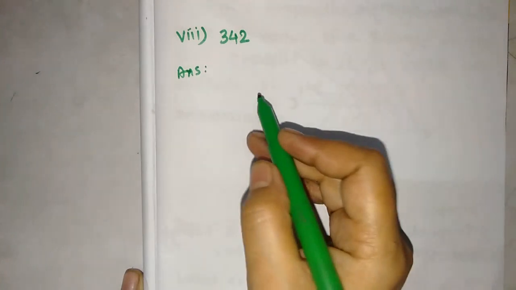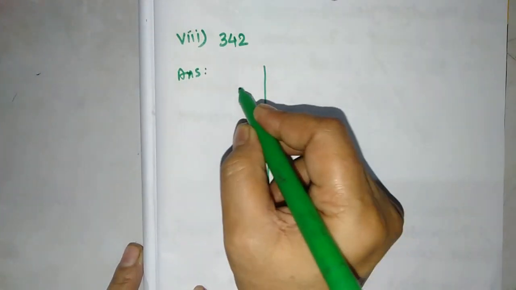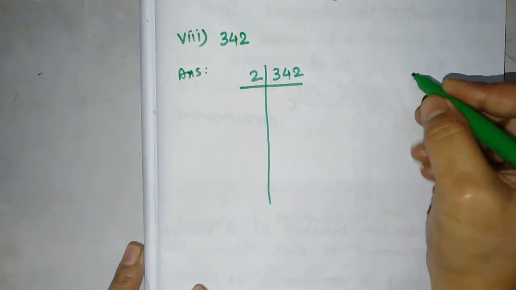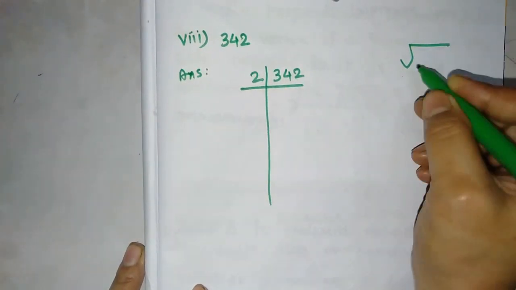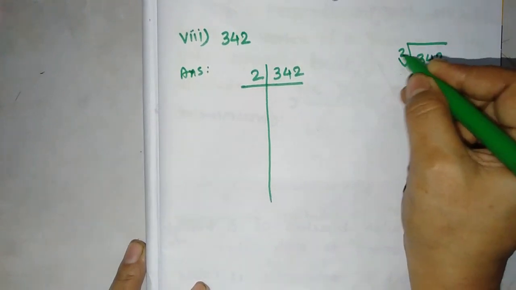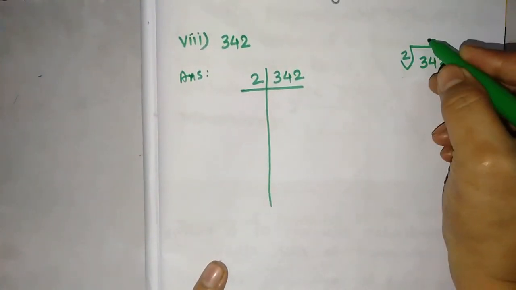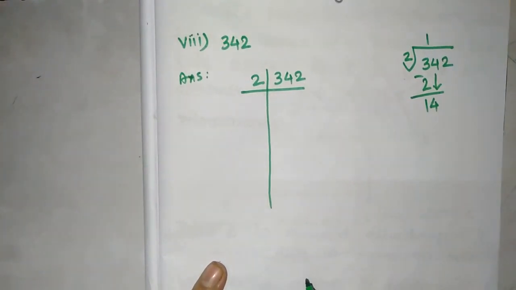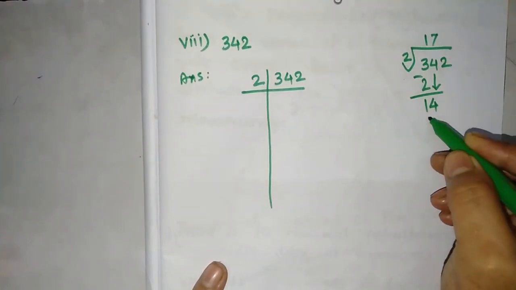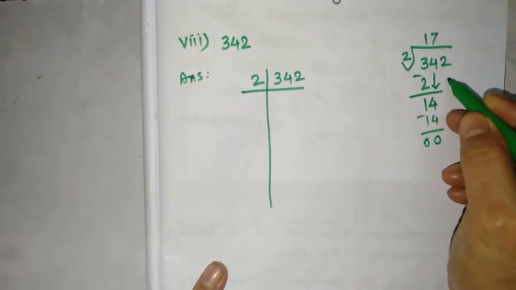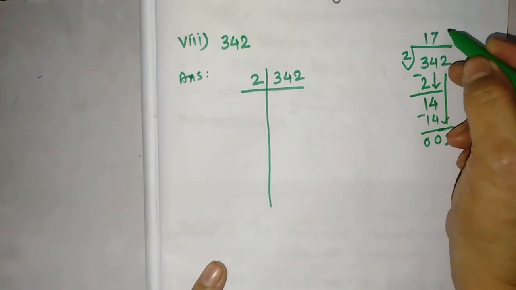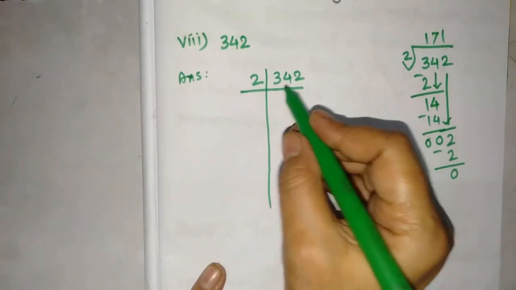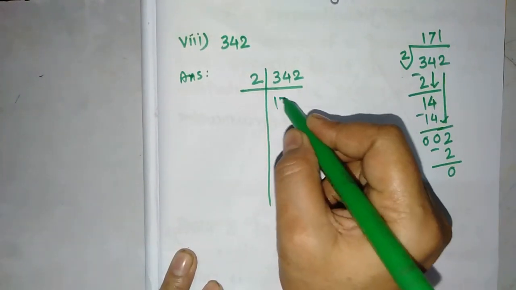Next is 342. It is an even number, so start from 2. 342 divided by 2. 2 1s are 2, subtraction is 1, 4 falls down. 2 7s are 14, subtraction is 0, 2 falls down, and 2 1s are 2. So after dividing by 2, we get 171.